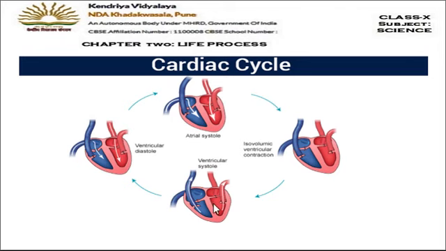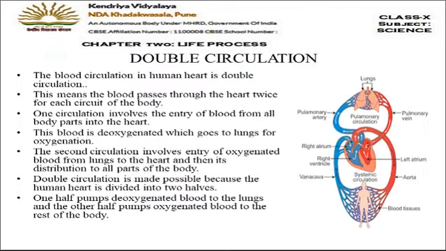Okay, now let's see what is double circulation. Why are we calling it double circulation? Double circulation, because in one cardiac cycle the blood comes twice into the heart, once in the oxygenated form and the other in the deoxygenated form. So in one cardiac cycle, blood comes twice in the heart, and that's why it is called double circulation. This could be explained with the help of this diagram here. So the blood circulation in the human heart is double circulation.